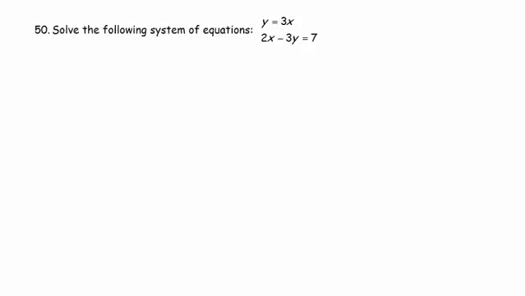Math 082 Practice Final Review Problems 50 and 51. I have grouped these two problems together because in each case at least one of the equations has an isolated variable. Y is isolated. This says y equals 3x. What this means is I'm going to replace y in the other equation with 3x. I am going to take what y is equal to, 3x, plug it right in here.